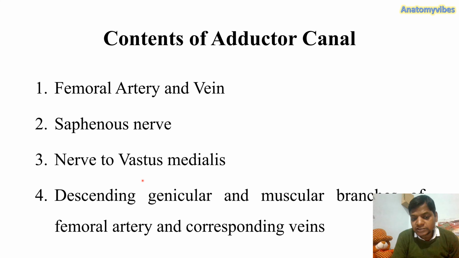Also vastus medialis is forming one boundary, so that will be supplied by some nerve. So nerve to vastus medialis will be here, and some of the branches of femoral artery and corresponding veins. Branches will go to the knee joint known as descending genicular artery, and it will also supply the muscles around that. So muscular branches will also come from femoral artery. So we have descending genicular branch and muscular branch of femoral artery along with the corresponding veins. These are the contents of adductor canal.